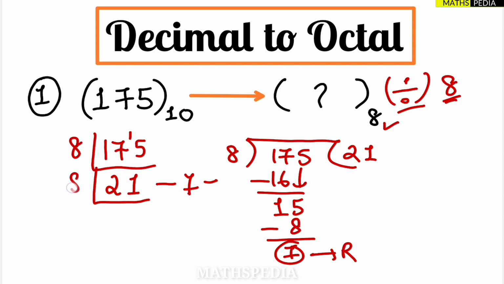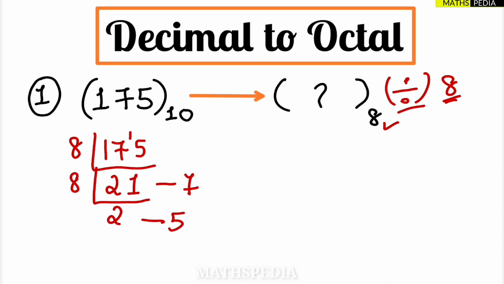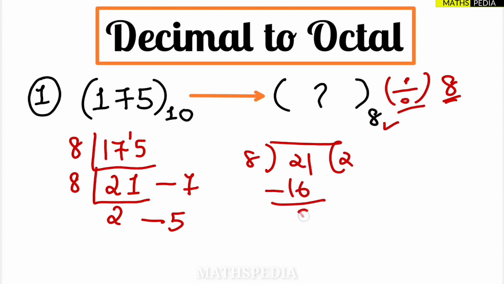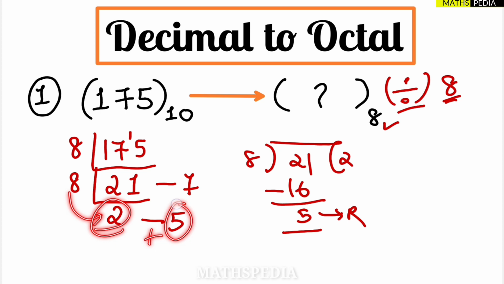Again the next one. 8, how much did we go? 8 2s are 16. What is the remainder? The remainder is 5. Again, if you want I'll do it. 8 is there, 21 is there, 8 2s are 16, subtract, how much will you get? 5. This is the remainder. So same logic again, 8 2s are 16 plus the remainder.